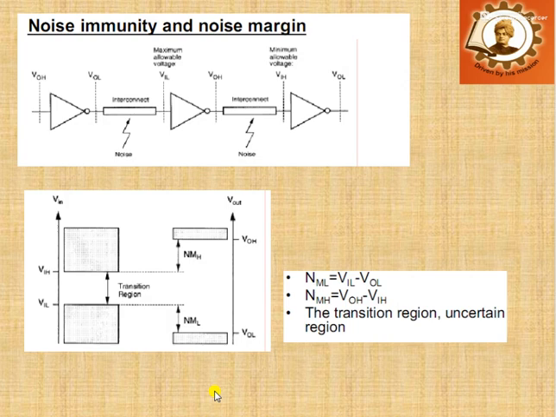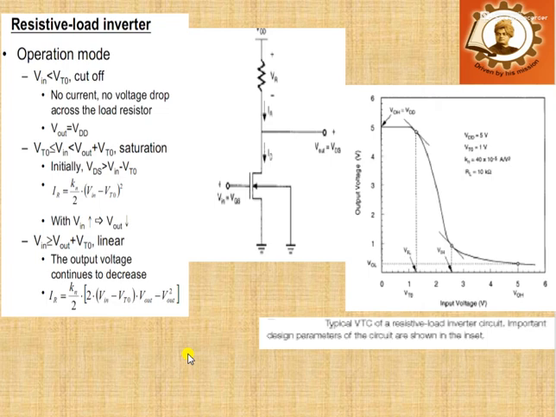Now let us move on to our resistive load inverter. Basically, we move from the resistive load inverter to our CMOS inverter. The resistive load inverter is shown in the figure. This consists of a load resistance, called a pull-up resistor, and a pull-down NMOS transistor. The output voltage is pulled up to VDD through this resistance R, and is also pulled down through this NMOS. That's why this NMOS is called your pull-down transistor.